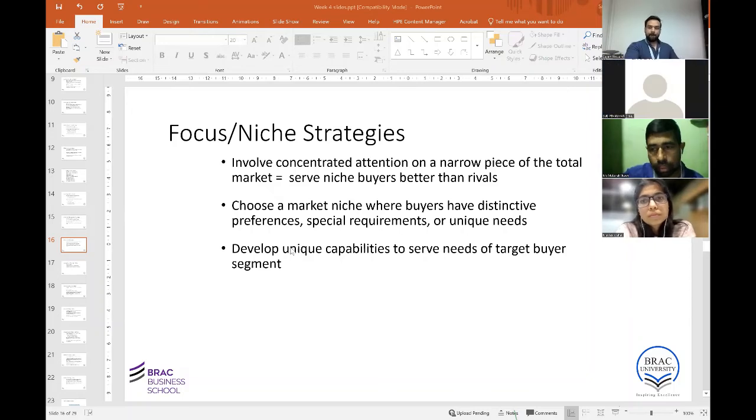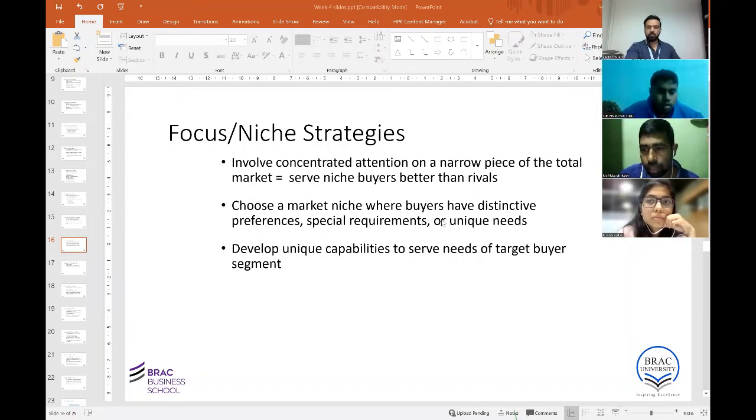Okay. Sir, clothing just for pregnant women. I think it's also a niche strategy. Okay, yes. If you're targeting a product only towards pregnant women, obviously you have a very narrow focus and you're serving a niche market. So that is an example of a niche strategy.